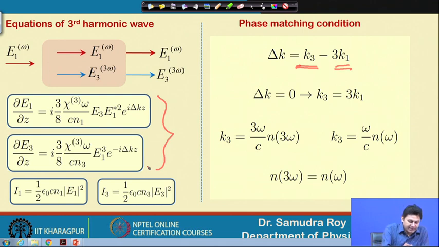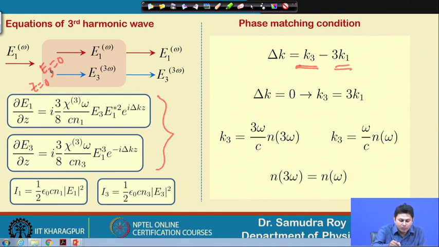Please note that at the input, at the point where Z is equal to 0, E3 was not there. So, E3 is equal to 0. The boundary condition is that when I launch the electric field E1, at the input there was no third harmonic wave, because the wave will enter into the system and then the dipoles will start oscillating at 3 omega frequency, and then gradually the third harmonic wave will be generated. So, that is why at the input there should not be any third harmonic wave. Well, the intensity and electric field relation is also given here.